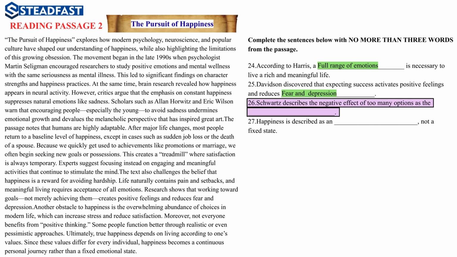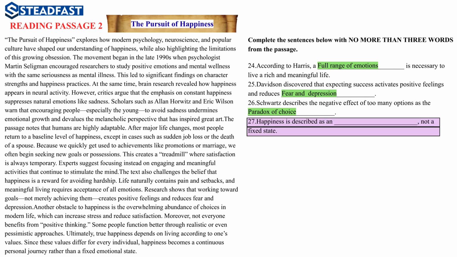Swartz describes the negative effect of too many options. The passage refers to Barry Schwartz's famous idea that more choice can cause something. Although the text may paraphrase it, the recognized term is paradox of choice, which is also commonly used in IELTS material from this passage. So the answer here is paradox of choice.